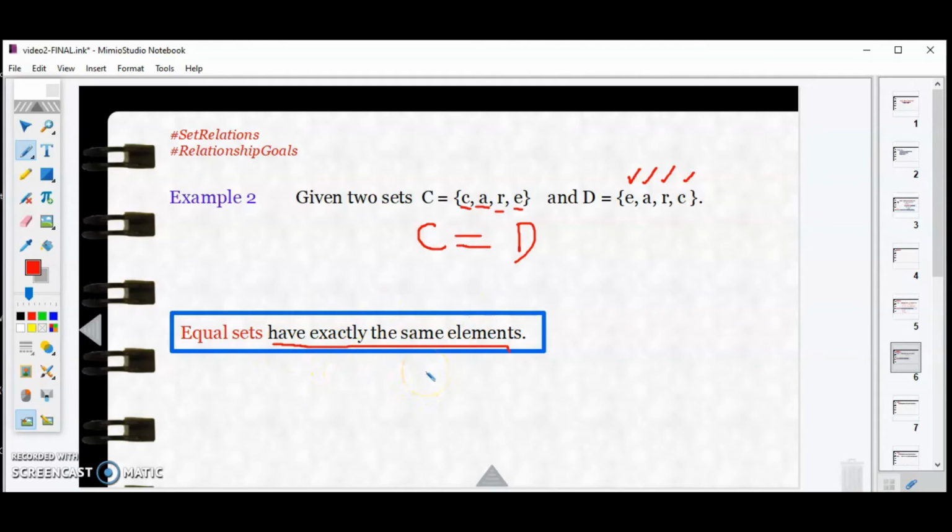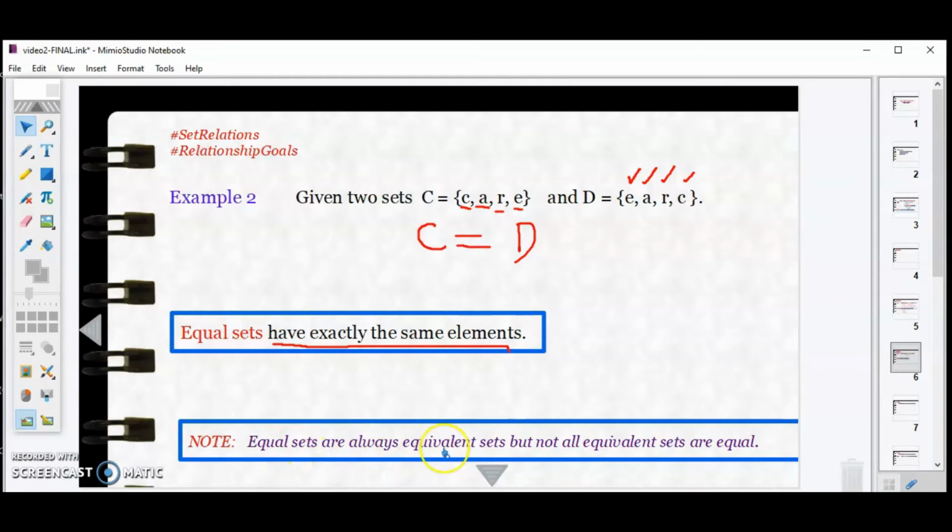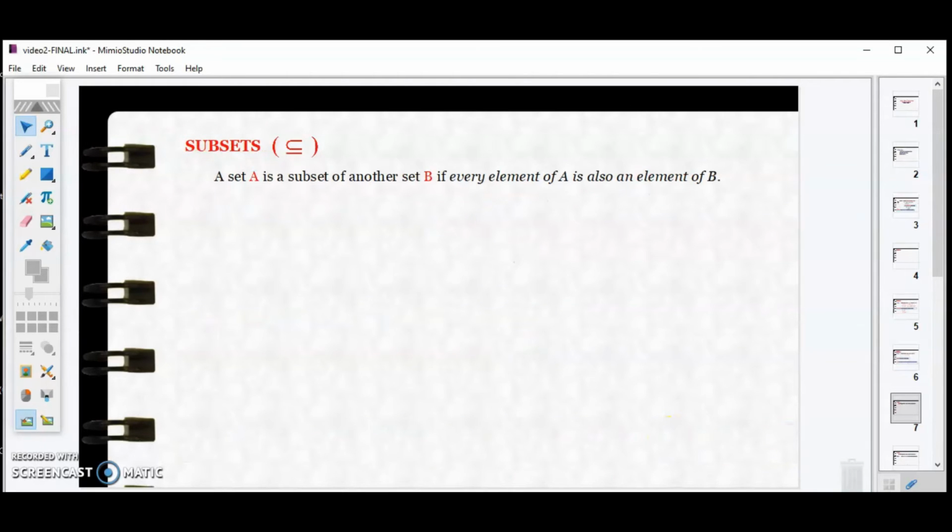Okay? So it also follows na kapag equal set sila ay equivalent din. Kasi nga exactly the same ang elements, tapos syempre same din yung cardinality. Pero paano kung equivalent? Can we also say na kapag equivalent sila ay equal din? No. Kasi pwedeng same yung cardinality but not all elements are the same, just like the example we had in example 1. Okay, so please take note that equal sets are always equivalent sets, but not all equivalent sets are equal. Okay, let's move on to the next.